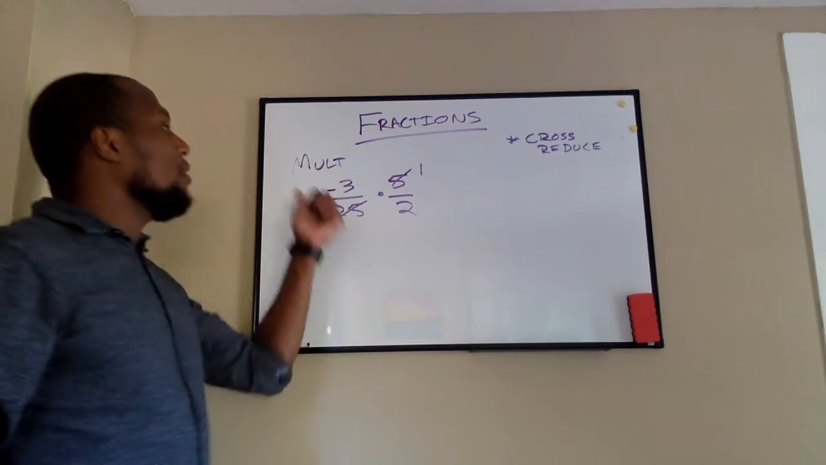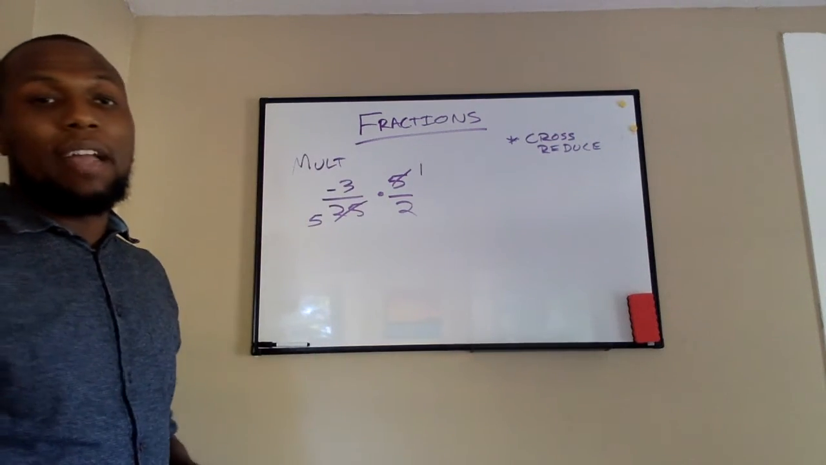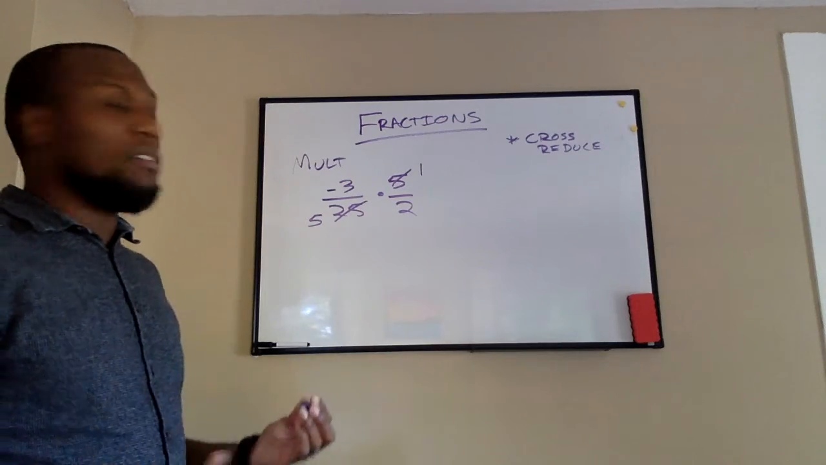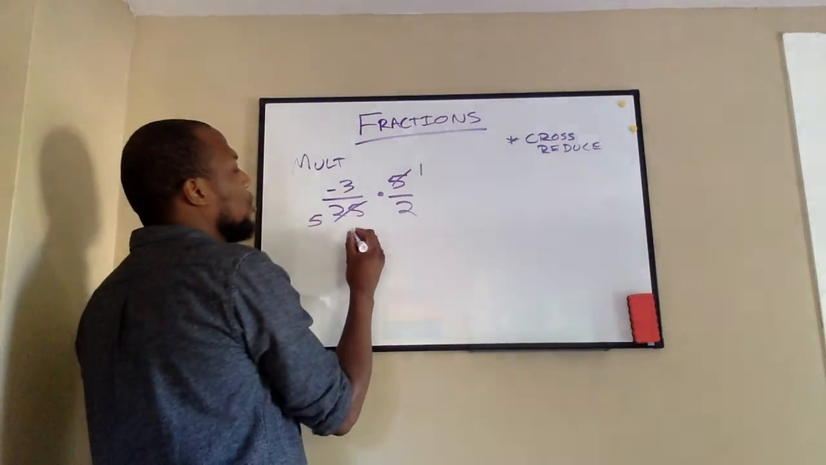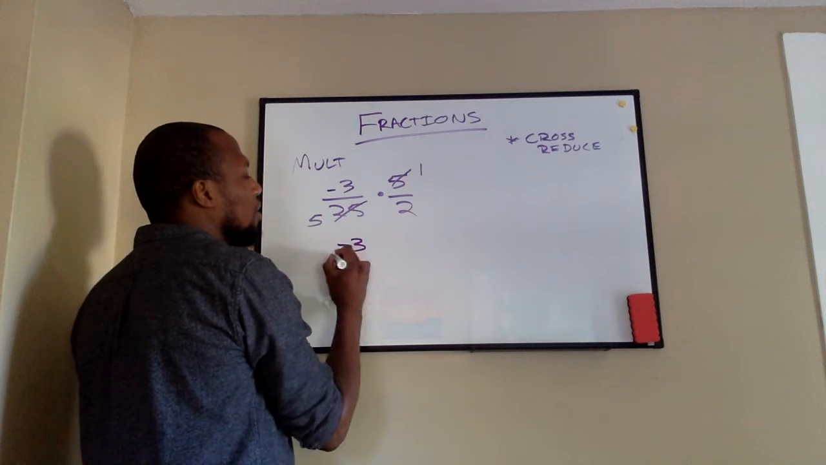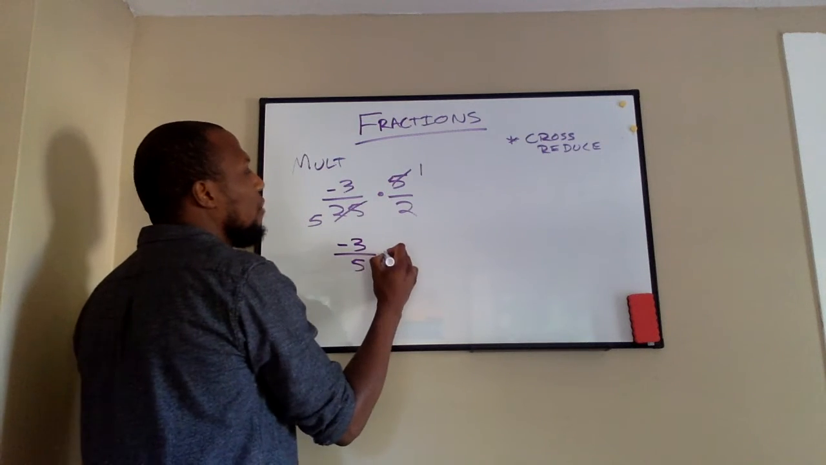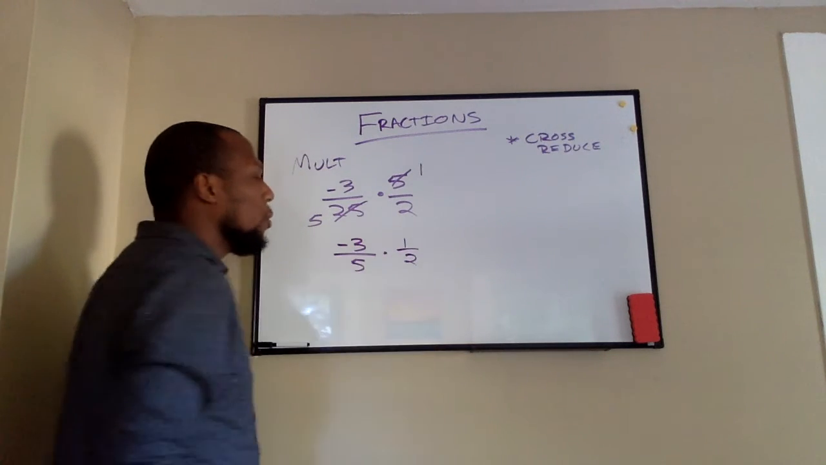Look at the other diagonal. Is there a number that goes into both negative 3 and 2? No, there's not. So now we have a reduced version of the problem that's just a little bit easier: negative 3 over 5 multiplied by 1 over 2.